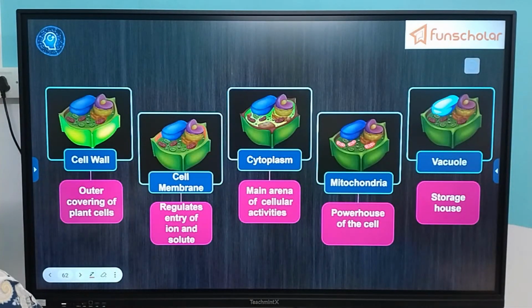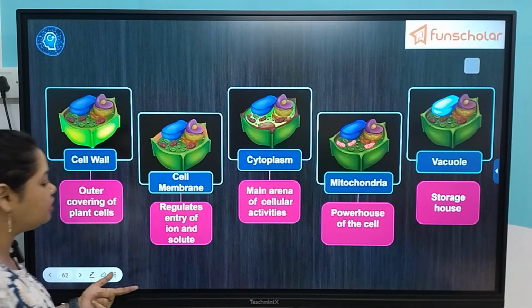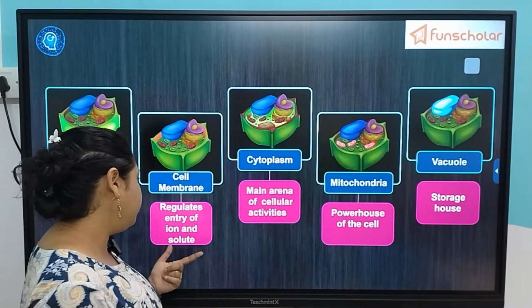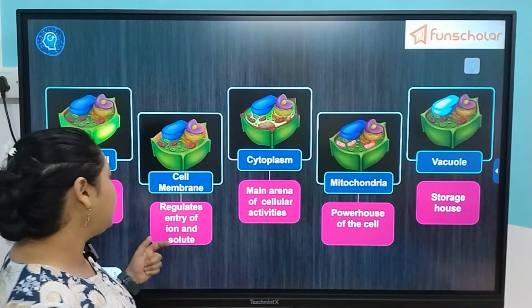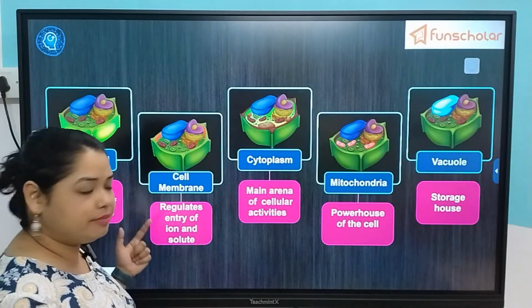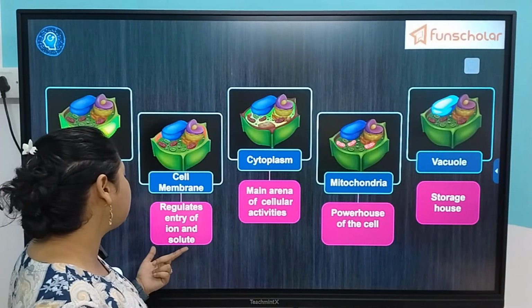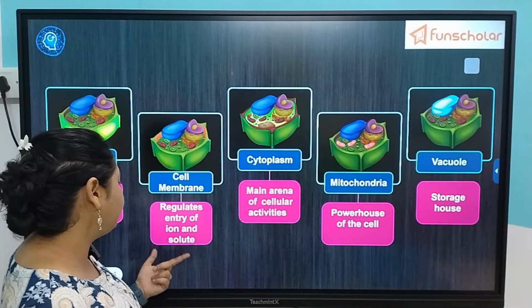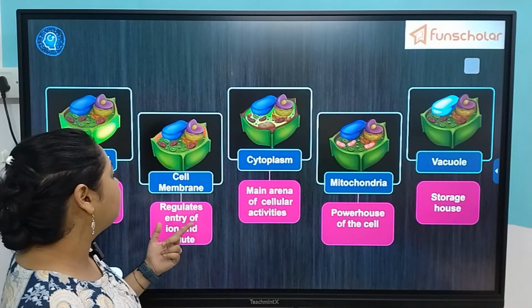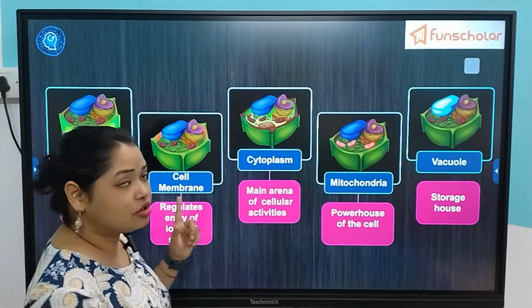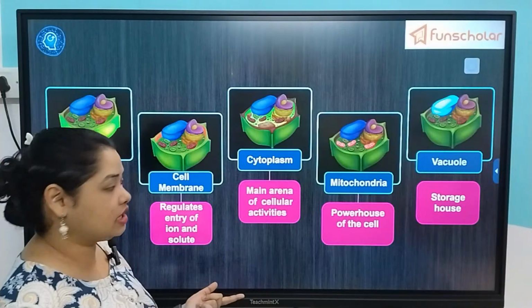So let's summarize. Cell wall is the outer covering of the cell that protects the cell against mechanical injuries, wear and tear, and also invasive pathogens. Then comes the cell membrane, which is semi-permeable in nature, unlike the cell wall, which is freely permeable, and it regulates the entry of some of the molecules, and it also acts as the outer covering which encloses the cell contents.